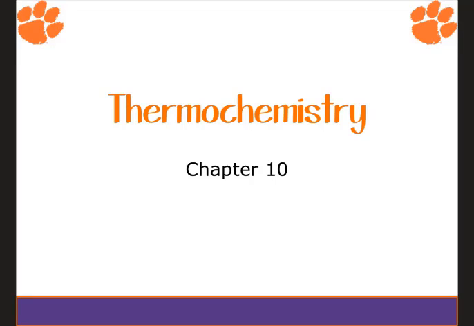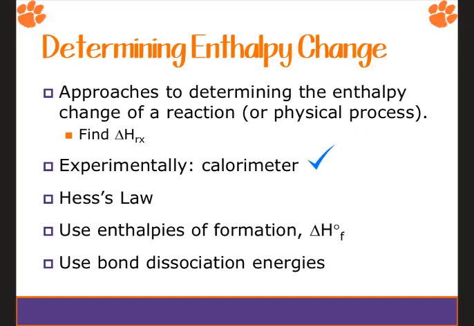So we're back at it, still going in chapter 10 with thermochemistry. This video is all about Hess's law. A good chunk of this chapter is focused on determining the change in enthalpy. So it's just different approaches to find delta H. We talked about that in the last video with calorimetry.